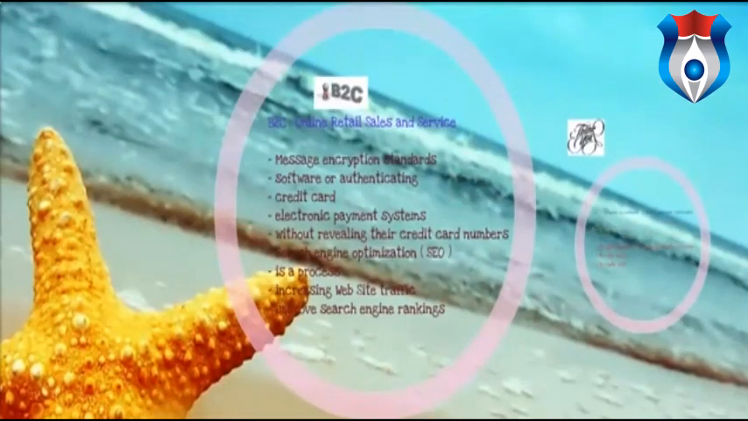B2C, online retail sales and service. Message encryption standards use software for authenticating the parties involved in a credit card purchase on the internet. Electronic payment systems allow people to make purchases without revealing their credit card numbers, for example, PayPal. SEO, search engine optimization, is the process of increasing website traffic by improving search engine ranking for targeted keywords.